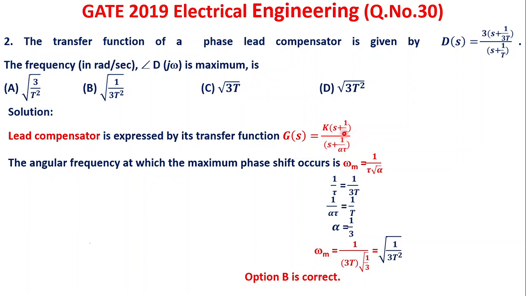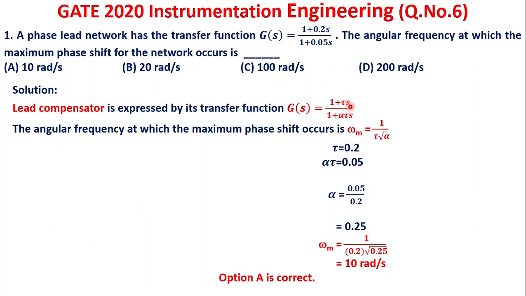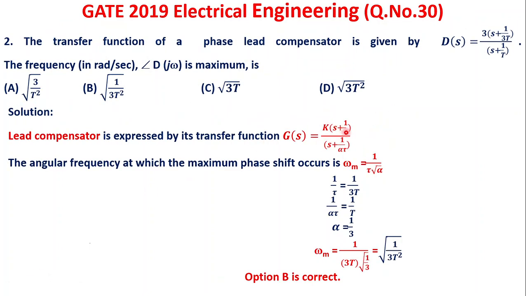The lead compensator is expressed by the transfer function in one form with time constants, and another form is the pole-zero form. This is the pole-zero form, the same transfer function which we used in the previous question. If we take τ and ατ outside, then we will get this form: K(s + 1/τ) / (s + 1/ατ), where K is the constant. So here 1/τ is 1/(3T), and 1/ατ is 1/T, which is what we have written here.